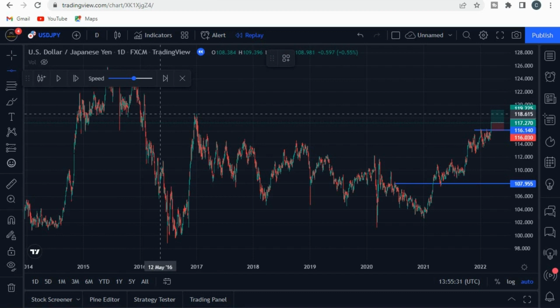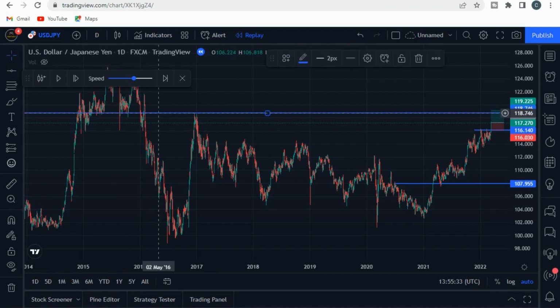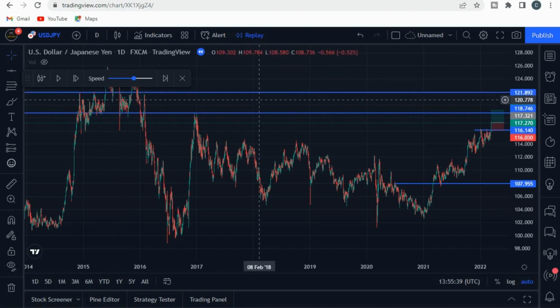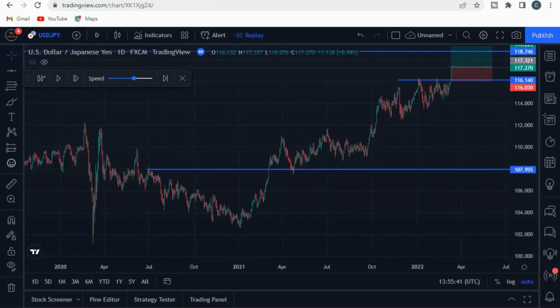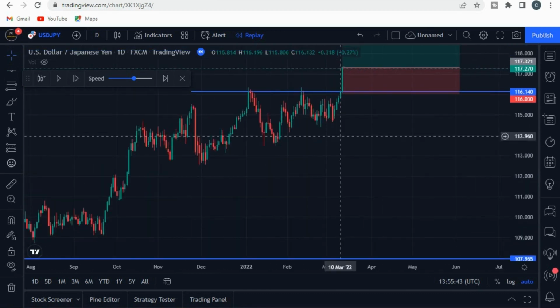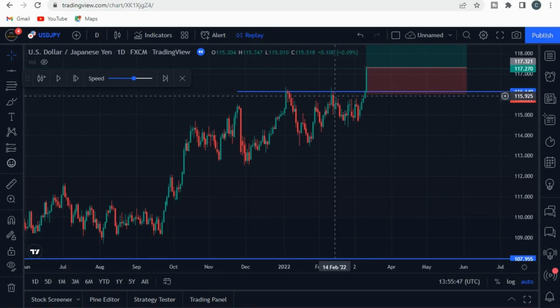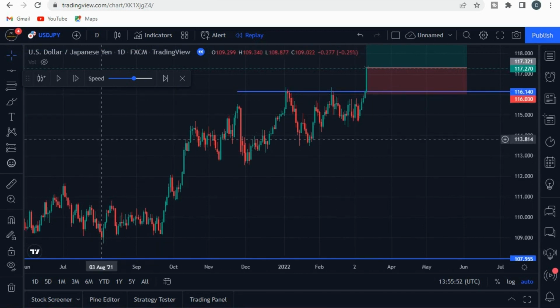So this is the first resistance here, and the second resistance is the one we have here. So let us zoom in. Let's zoom into our trade. Knowing that, we now see that we can place our trade. Let us play it out and see what the market does.